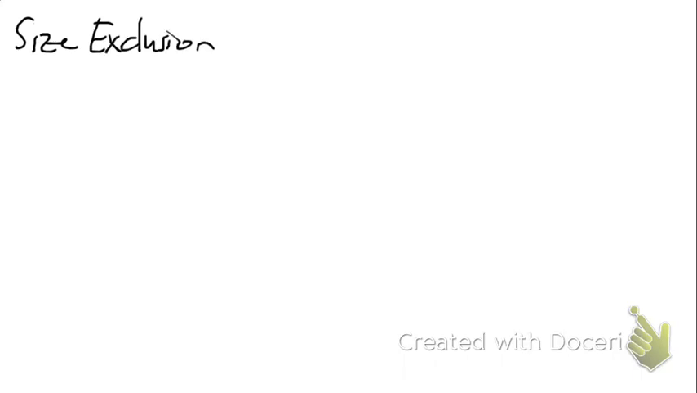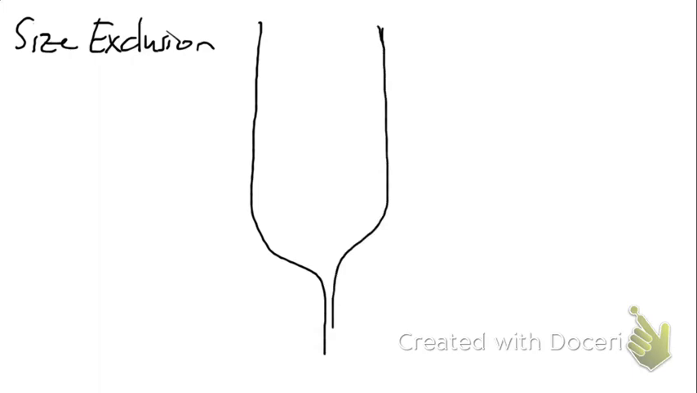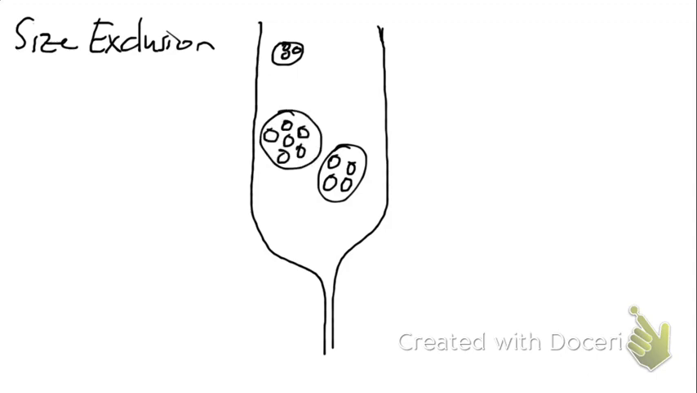Size exclusion chromatography separates proteins based on their size, based on their molecular weights. We have our column, and we have beads in the column. I'll draw some bigger so that we can see. These beads have pores in them. These beads are known as Sephadex beads, and the pores come in a variety of different sizes to separate a variety of different molecular weights from each other.